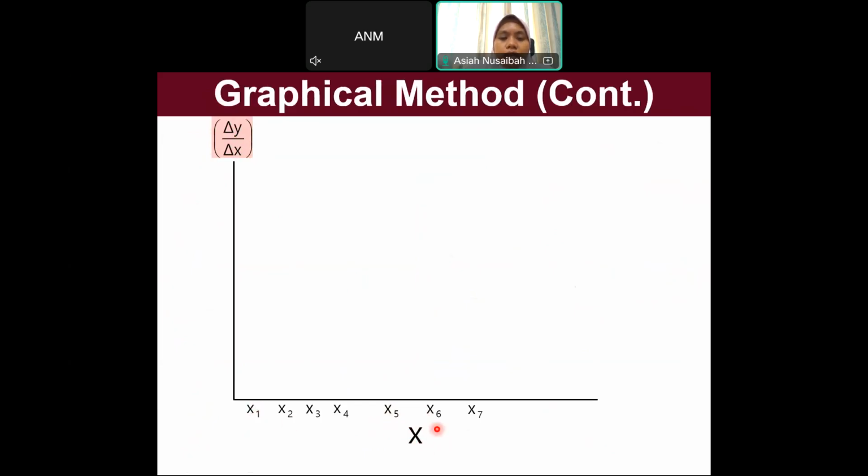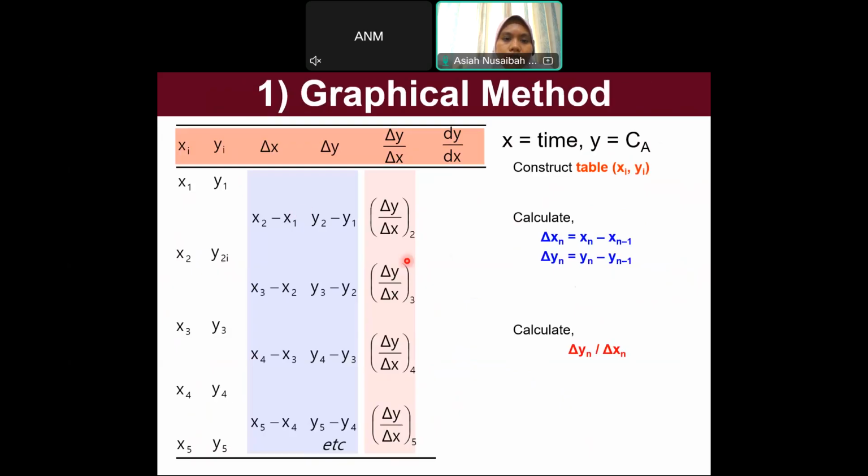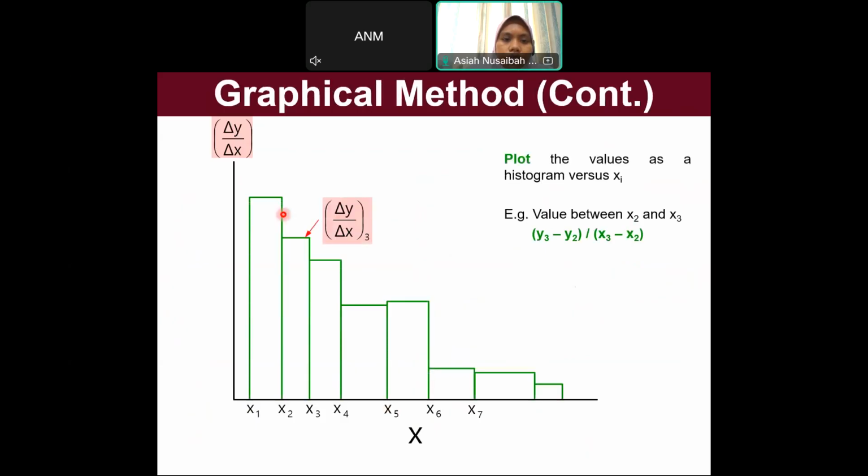So we have here x1 until x5. If the data just now goes until x7, for example, it would extend. Then we plot a histogram. For x1, x2, we know the values. And the height here will be our changes of y over changes of x. Just now, changes of y over changes of x for the second would be this part, where x2 minus x1. Changes 3 will be this part. This is changes 4 and changes 5, because the data just now was given until x5. So we plot the histogram.